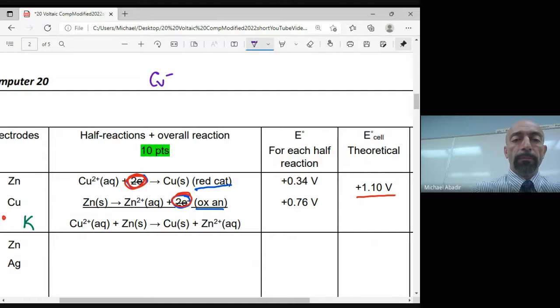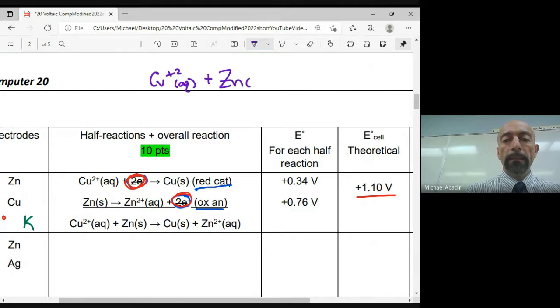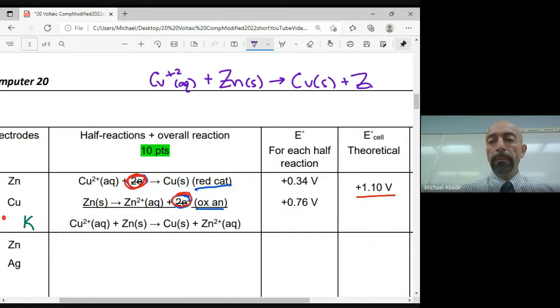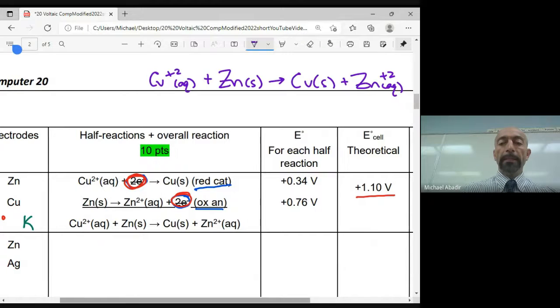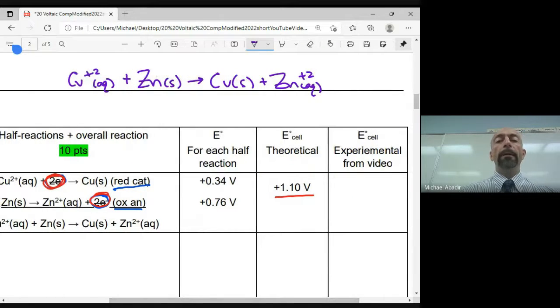It's Cu2+ (aq) plus Zn (solid) yields copper solid and Zn2+ (aq). Okay, so with Le Chatelier, remember that you can shift a reaction forwards or backwards.